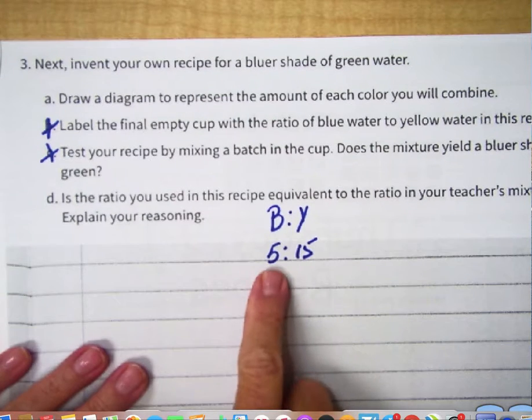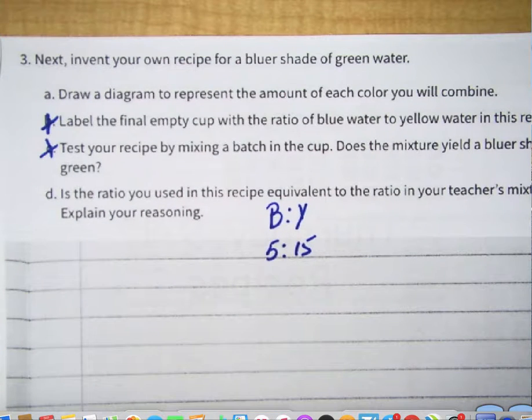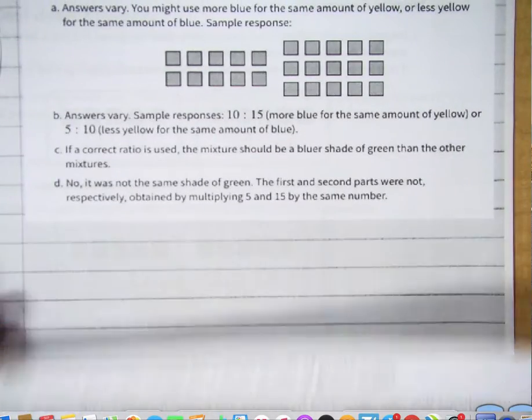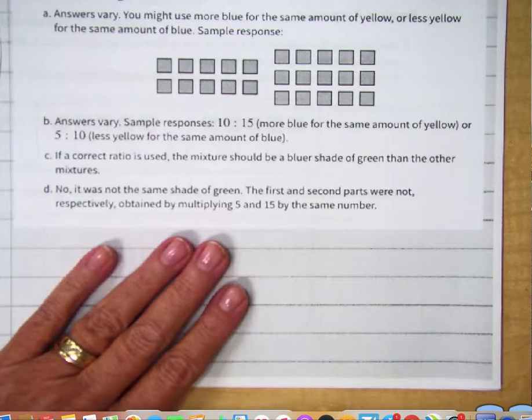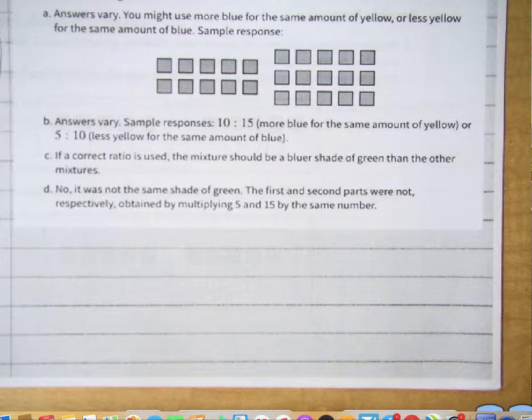But if I double the blue and double the yellow, is my ratio going to stay the same? And the answer is no, of course not. Okay? No, it was not the same shade of green. The first and second parts were not respectively obtained by multiplying 5 and 15 by the same number. Okay? For ratios to continue to be equivalent, we've got to multiply by the same number. Okay? Are there any questions?